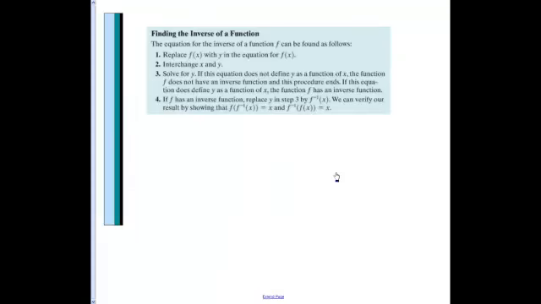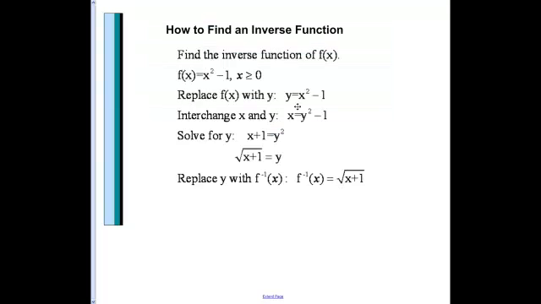Now finding the inverse function is our next order of business. In order to do that, there's a couple of steps that we go by. The first step is we replace f of x with y in the equation. Then we interchange x and y, and we solve this equation for y. If this equation does not define y as a function of x, then the function does not have an inverse function. And if the function has an inverse function, we denote that by f of negative 1, or the inverse function of x.